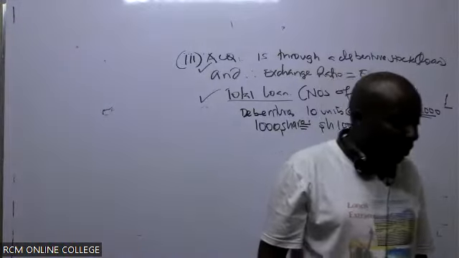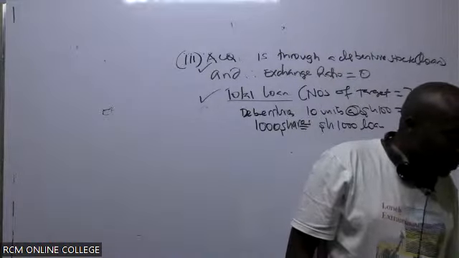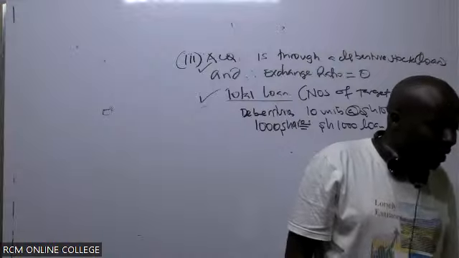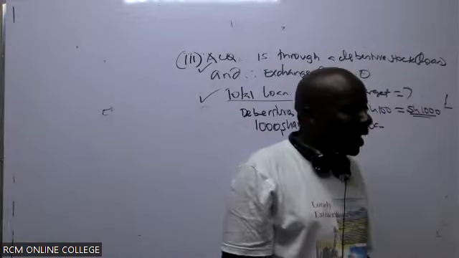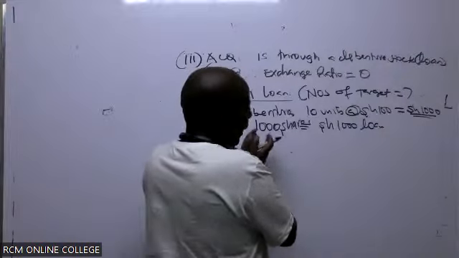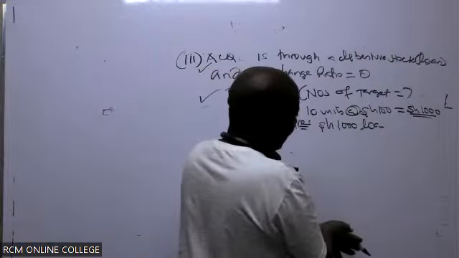Let's read this very well. I don't know why they were getting 70. Remember, it's 10 units, and each has a par value of 100. So remember now, for 1,000 shares, we give them a loan of shillings 1,000.